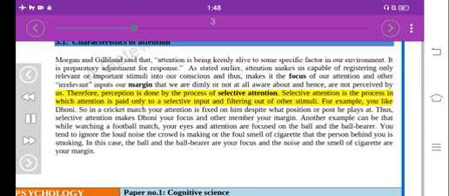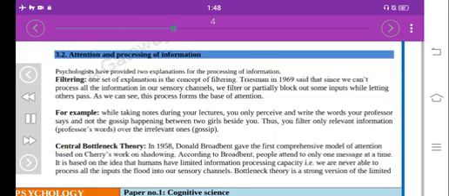Selective attention is the process in which attention is paid only to a selective input and filtering out of other stimuli. For example, you like Dhoni. So in a cricket match your attention is fixed on him despite what position or post he plays at. Thus, selective attention makes Dhoni your focus and other members your margin. Another example can be that while watching a football match, your eyes and attention are focused on the ball and the ball bearer. You tend to ignore the loud noise the crowd is making or the foul smell of cigarette that the person behind you is smoking. In this case, the ball and the ball bearer are your focus and the noise and the smell of cigarette are your margin.